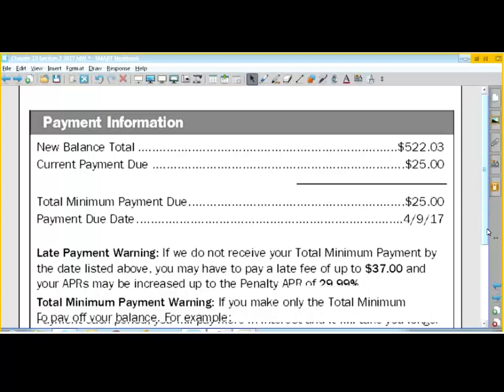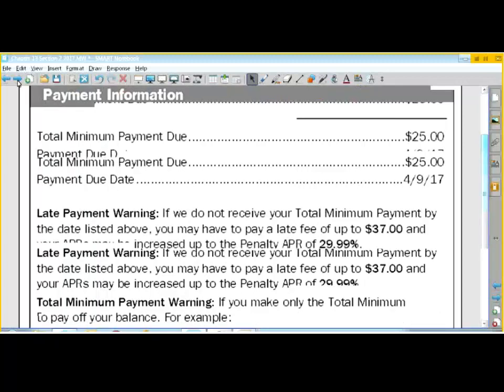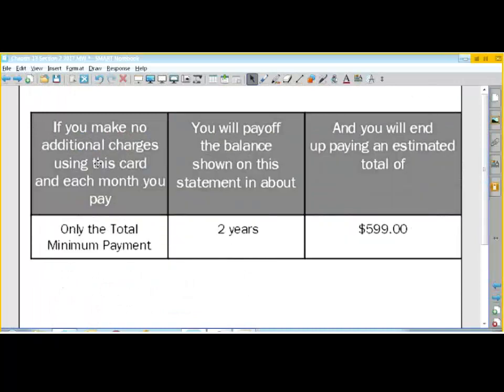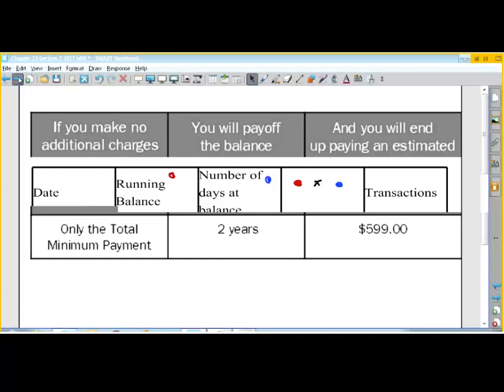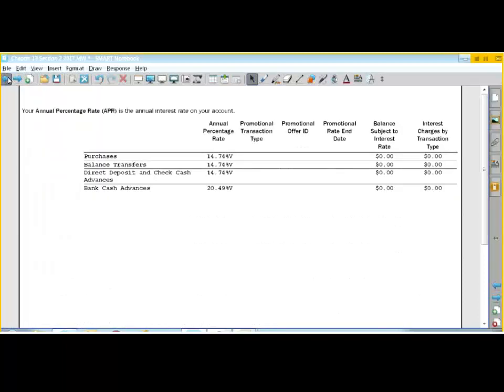And interestingly enough, it says if you make no additional charges using this card and each month you pay the minimum amount, $25, it'll take you 2 years to pay off the balance of 500 and whatever my balance was, 520 something. And you'll end up paying around $600. So you pay the balance plus the interest, about $600. So I guess they let you know the worst case scenario as far as paying off the credit card bill, $25 a month. So that's something else.